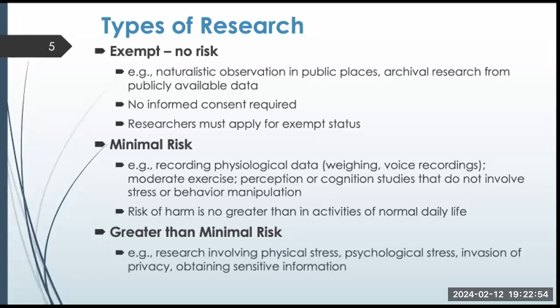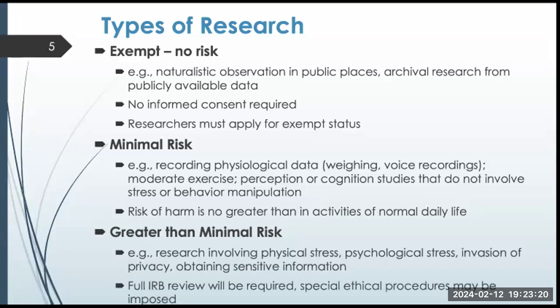Anything that will require people to reveal confidential information would fall under greater than minimal risk. And that includes grades, by the way. It includes health data, things like that. So that would fall under greater than minimal risk. Obtaining sensitive information, even family histories, anything that could potentially be risky for a participant will fall under greater than minimal risk. So that will be a full IRB review. And it might be that they will look at it and make sure that there are special procedures in place, again, to protect the participants.